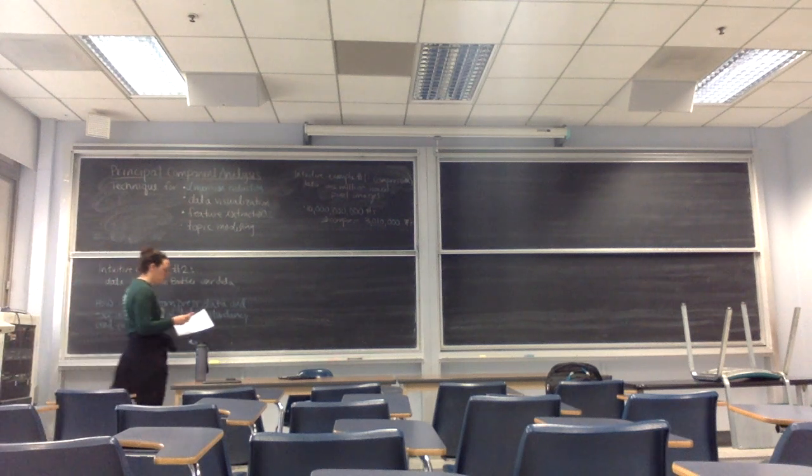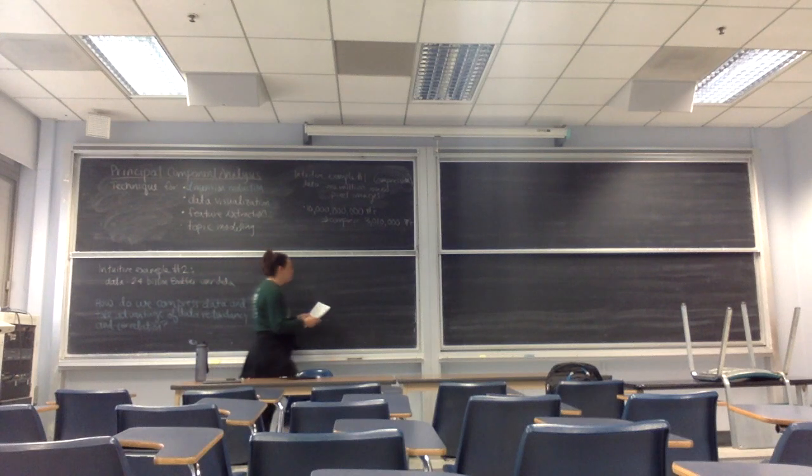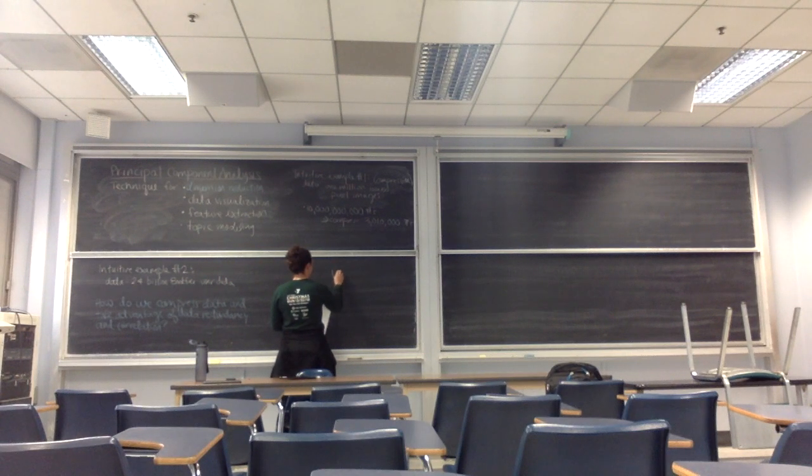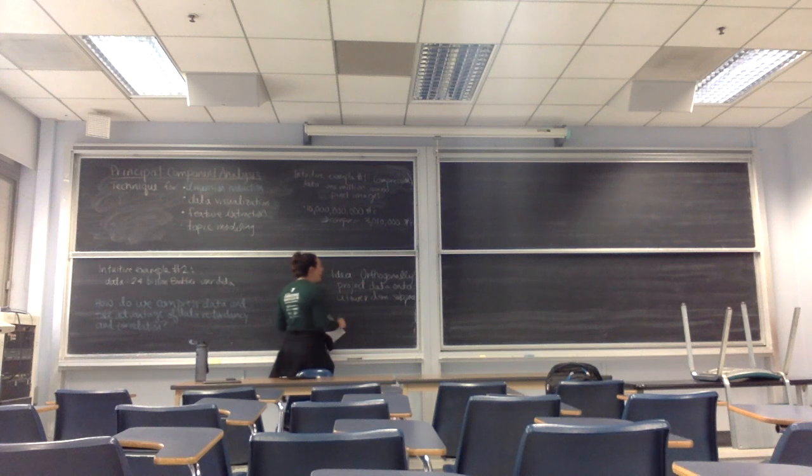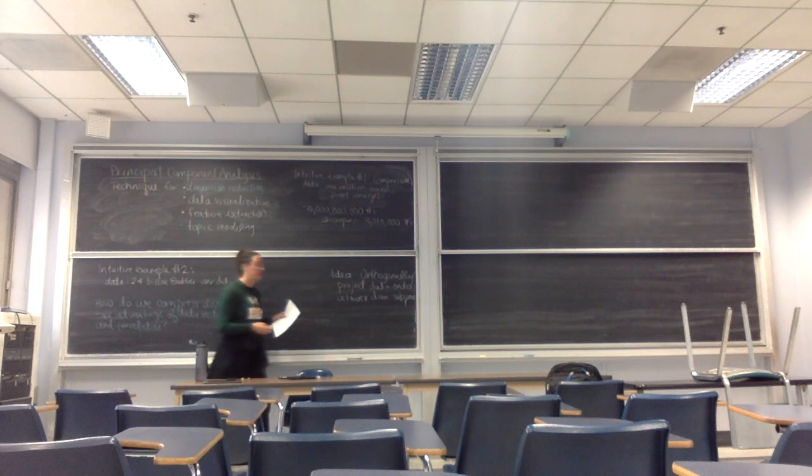Okay, so let me give you the idea of the PCA method. So the idea is we're going to use a projection, an orthogonal projection, on our data. We're going to project it onto a lower dimensional subspace, while hopefully approximately preserving the geometric structures of the data.